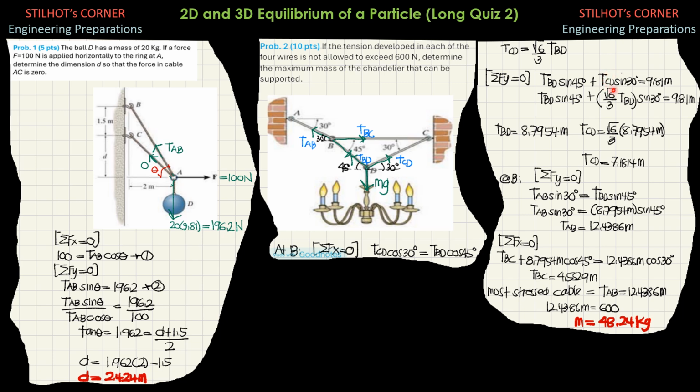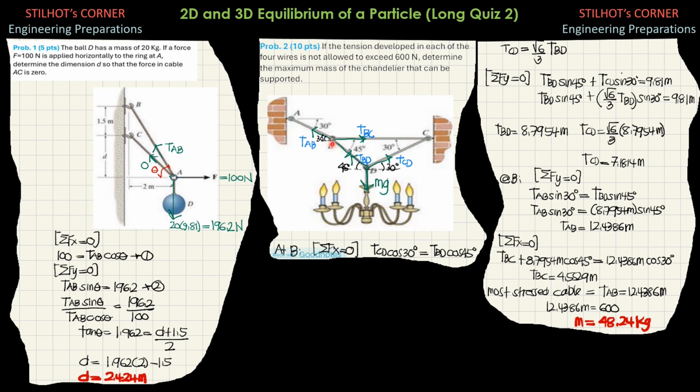Substituting the value of T_CD, which is square root of 6 over 3 T_BD, we have T_BD sine 45 degrees plus square root of 6 over 3 T_BD times sine of 30 degrees equals 9.81 M. From here, we can now solve tension in BD in terms of M. It is 8.7954 M, while tension CD is square root of 6 over 3 times 8.7954 M. So tension in CD is 7.1814 M.